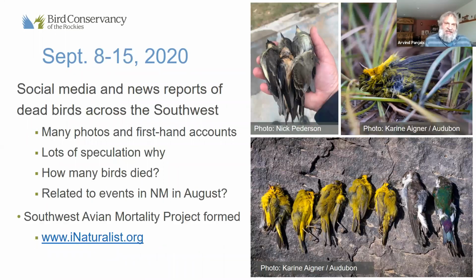Now, by September 8th already, social media reports began pouring in on sites like Twitter and Facebook, especially from Colorado, but also across the Southwest, with people reporting finding dead birds in their yards and along roads. There were many photos shared to these social media platforms, and many firsthand accounts that were also shared. There was, of course, a lot of speculation as to why, and people had all sorts of ideas at the time beyond the obvious, which was the weather.